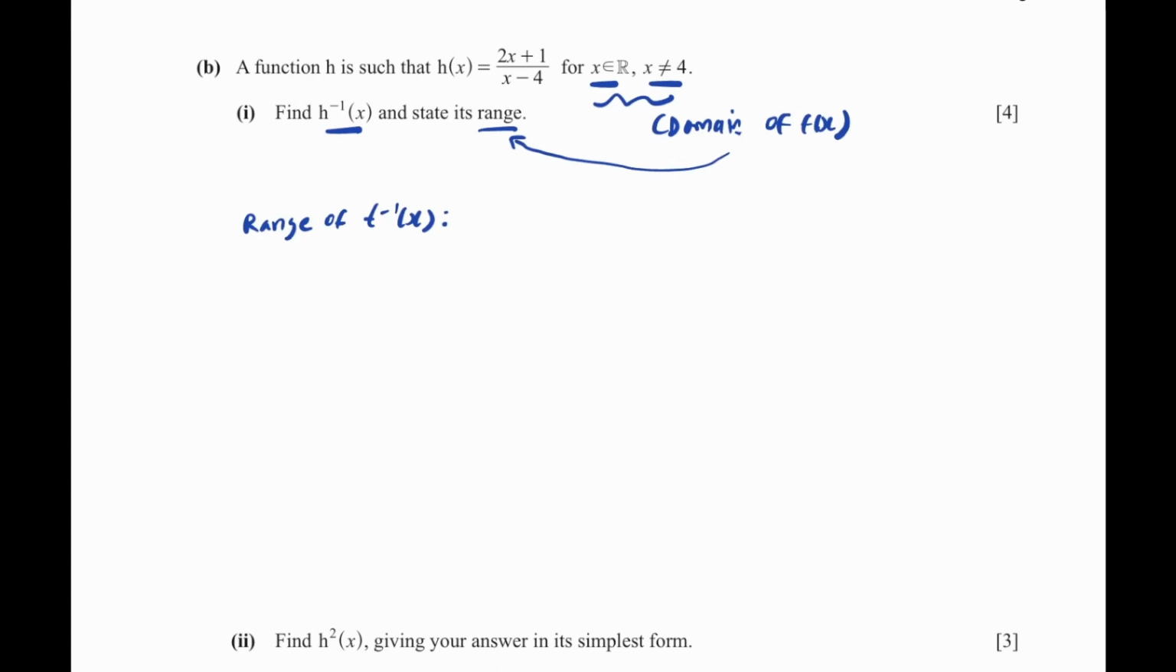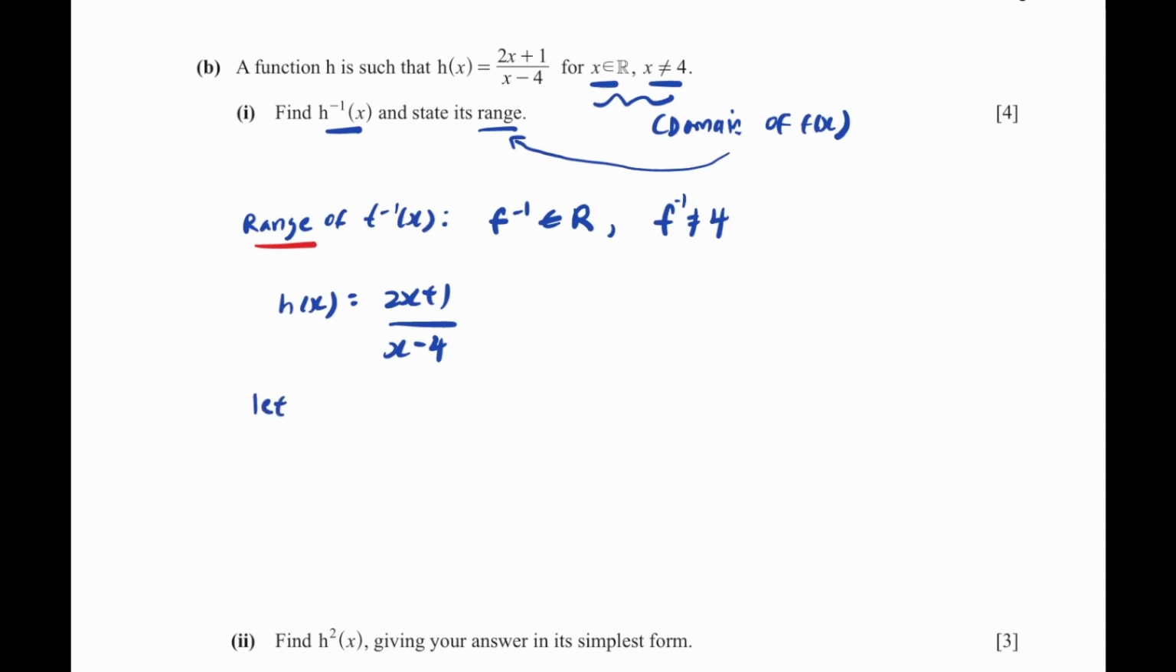But remember when you write range, you should write it in the form of f inverse is an element of all real numbers, and then f inverse is not equal to 4. So by just writing that both down, you should be able to get yourself the marks for range. Okay, next one, just find h inverse. Same thing. I think all of you are very familiar with range.